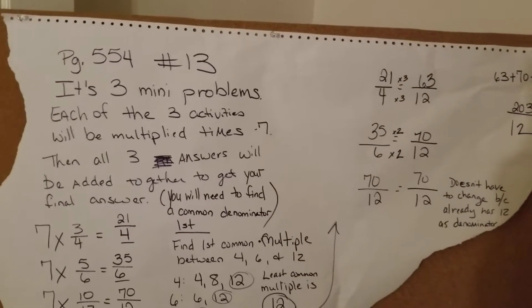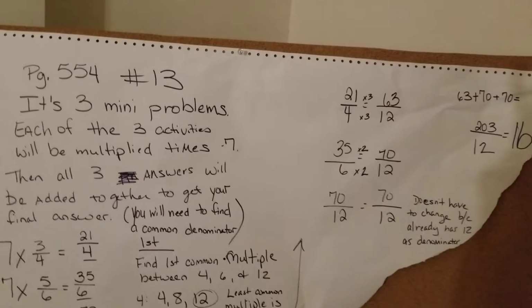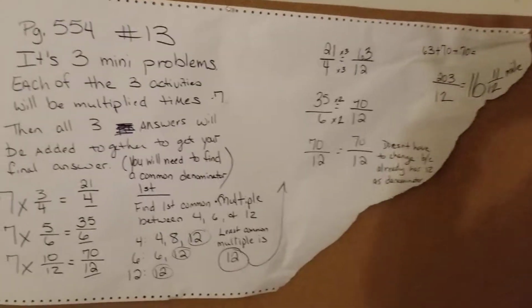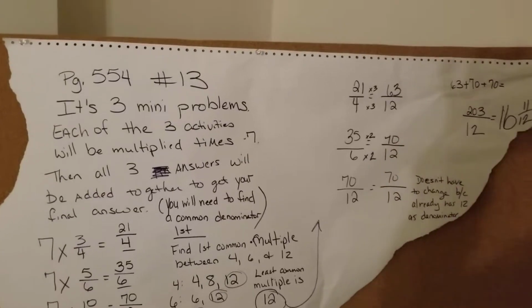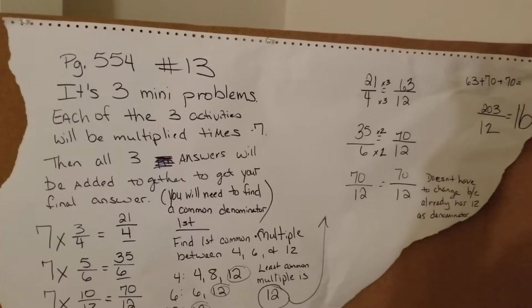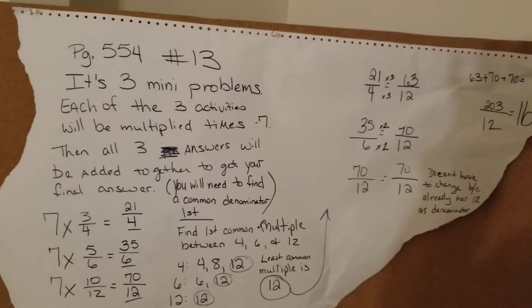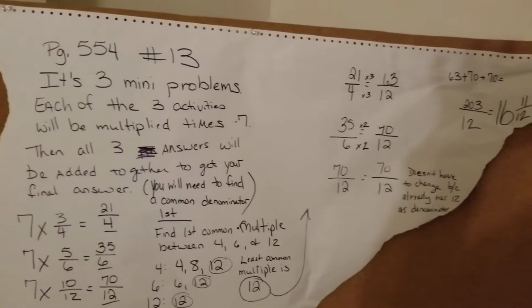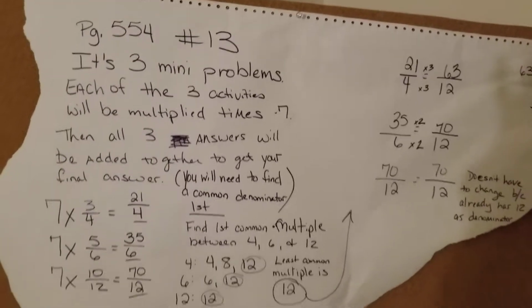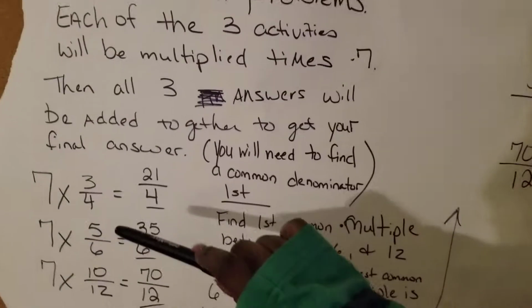Okay, so this problem is on page 554, number 13. It's basically three mini problems because he's doing a triathlon and each activity has a different amount of miles that he's going, but all three of the activities will be multiplied times 7 because we want to know how much it was in a week. So all you're going to do is take each of the pieces and multiply them times 7.